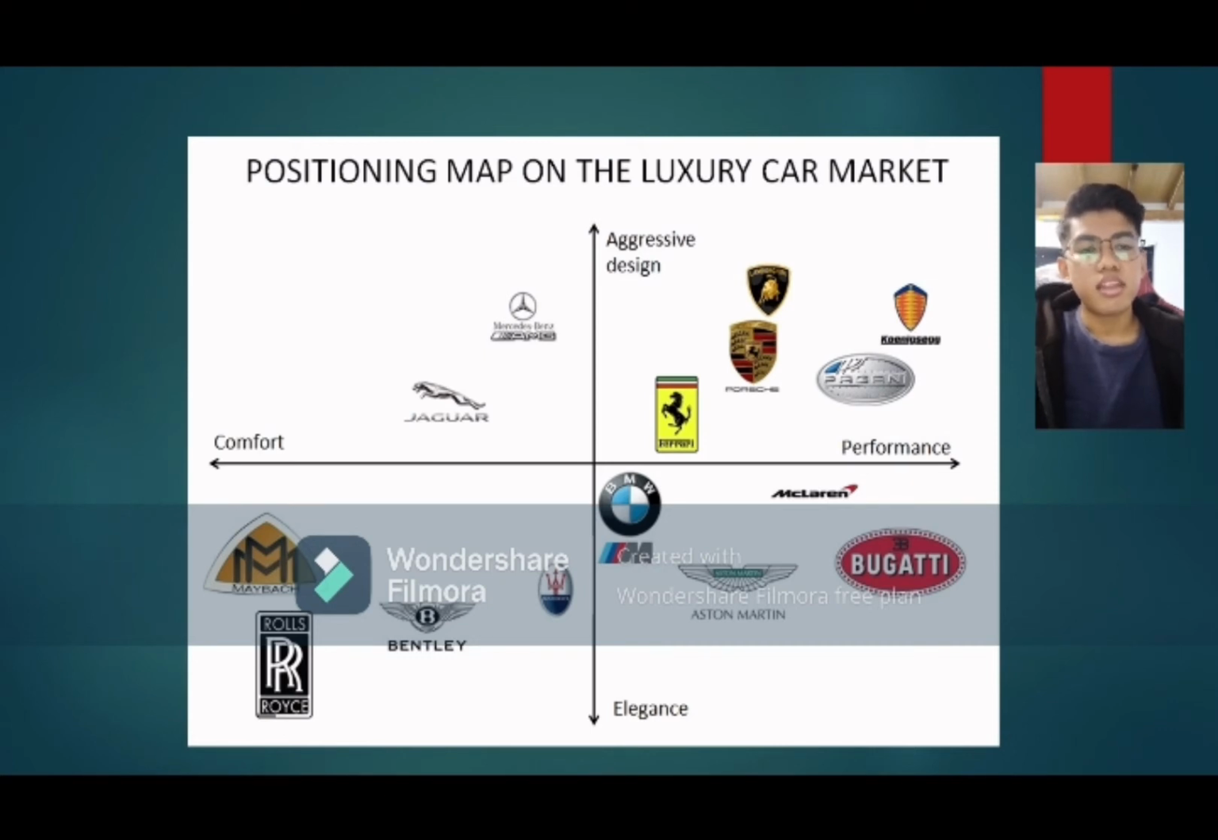We can see that among the car brands on the bottom left are Bentley, Maserati, and Maybach, where these car brands are more toward comfort and elegance compared to the Mercedes-Benz and Jaguar brands. Those are also comfort, but comfort and aggressive design, not comfort and elegance.